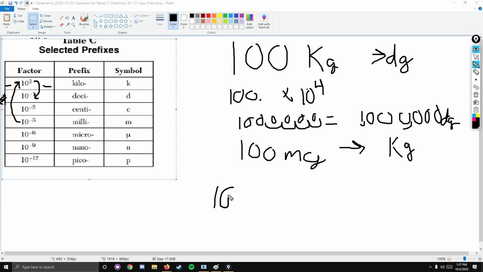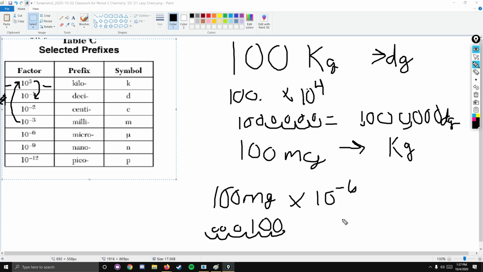So we take 100 milligrams and multiply it by 10 to the negative 6. We take our decimal place and move it to the left 6 spaces: 1, 2, 3, 4, 5, 6. So our final answer is 100 milligrams equals 0.0001 kilograms.